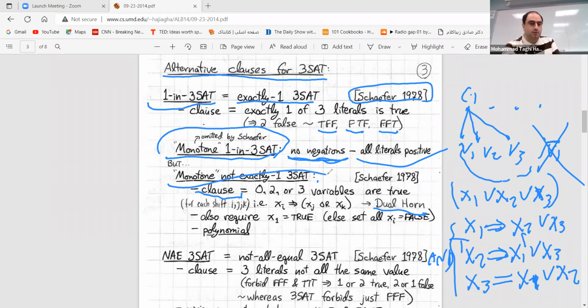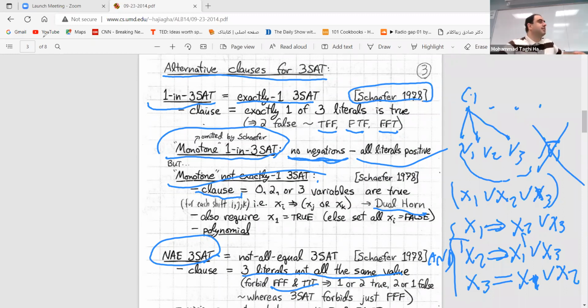There is another one which is also interesting: not-all-equal 3-SAT. What is not-all-equal 3-SAT? It means that these three literals should not all have the same value. Of course, in 3-SAT, we said that they should not all be equal to false. Here, all equal to true is also not desired. You are satisfying a clause if not all of them are equal. So the forbidden cases are these two. Everything else is possible.